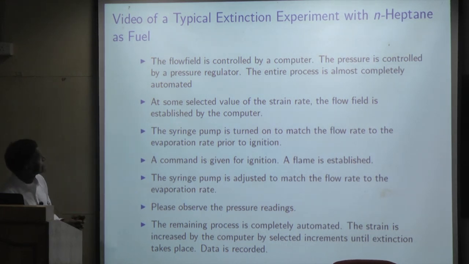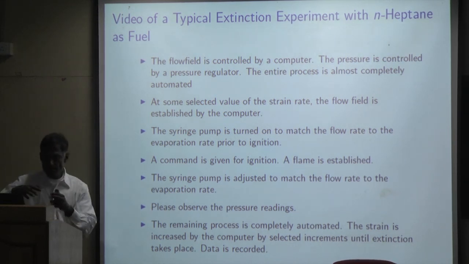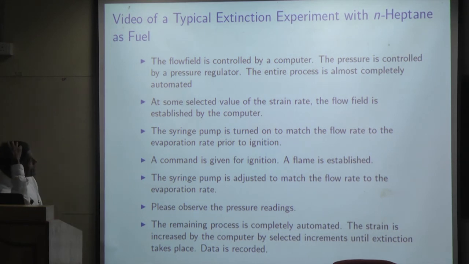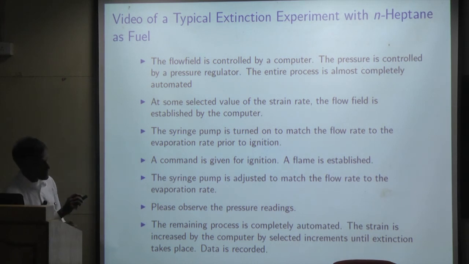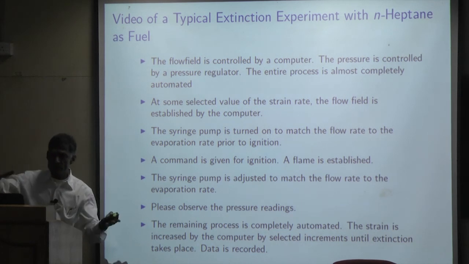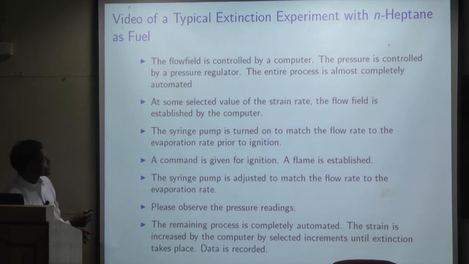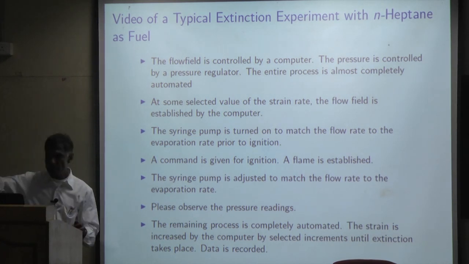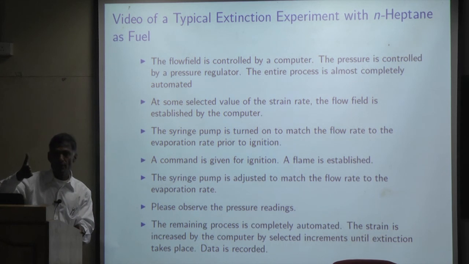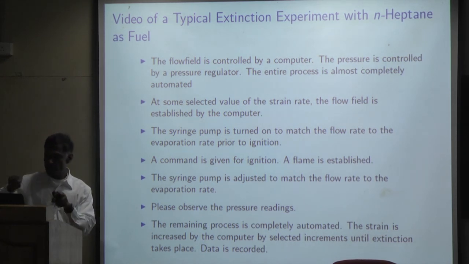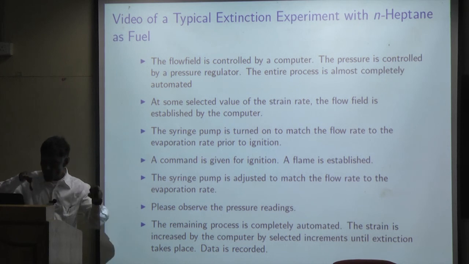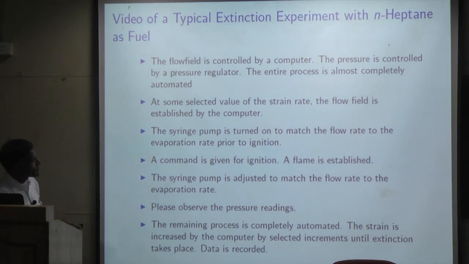For the extinction experiment, the pressure is completely controlled by pressure regulators. At some selected value of the strain rate, the computer will first set up the conditions: the strain rate, the oxygen mass fraction, and so on. Then we turn on the syringe pump, and the liquid fuel flows into the high pressure chamber. You adjust the flow rates on the syringe pump such that the pool is level, and then you give a command for ignition.